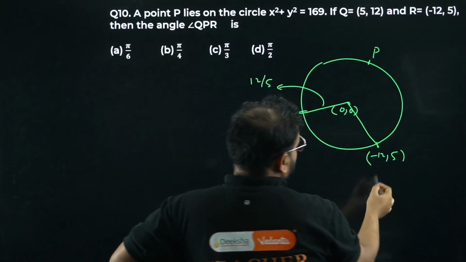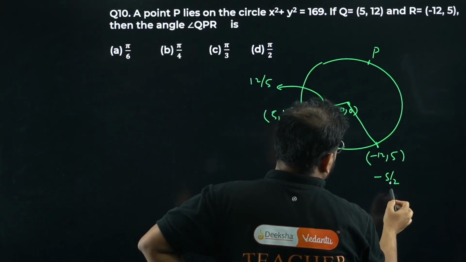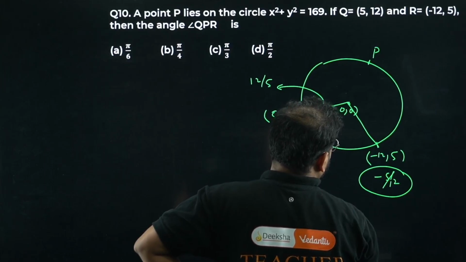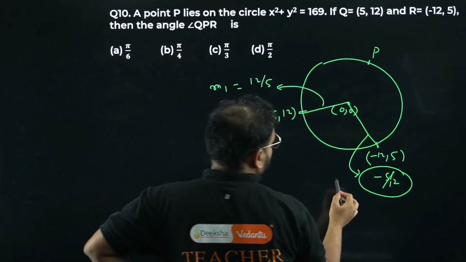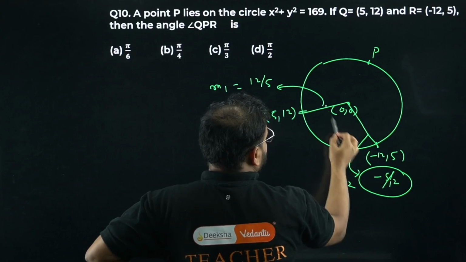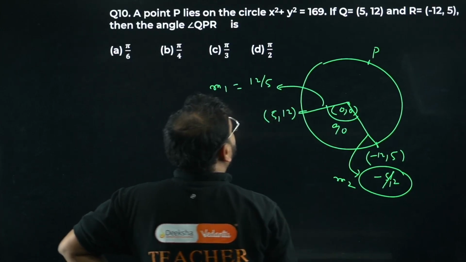And this slope is how much, sir? Minus 5 by 12, right? Please check. This slope is minus 5 by 12 over here. Slope. This is m1, this is m2. It means this angle is, sir, how much? 90 degrees.